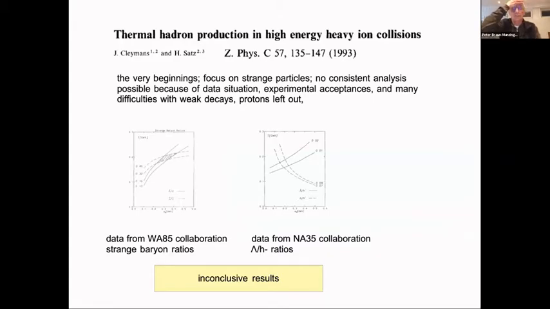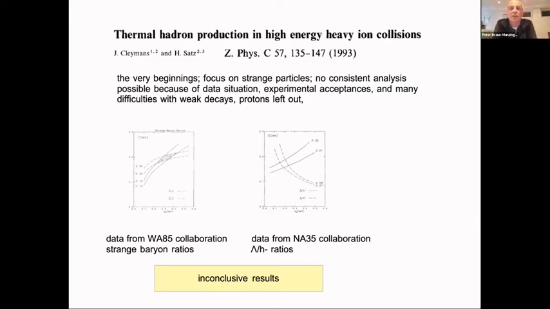That started off in serious ways in the early to mid 90s. Actually, the first paper I can think of, apart from more historical comments and theoretical attempts when QCD was invented, is by Jean Clemens, unfortunately the late Jean Clemens, and Helmut Satz, in which they try to analyze the abundance of strange particles in the then only rather crude experimental efforts to understand strange particle production in high energy collisions.